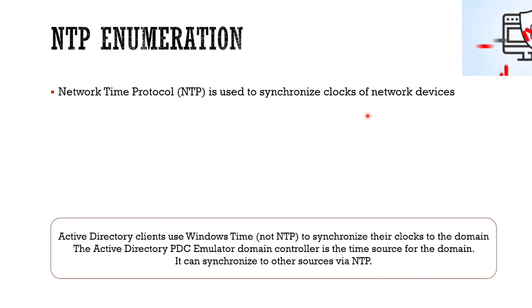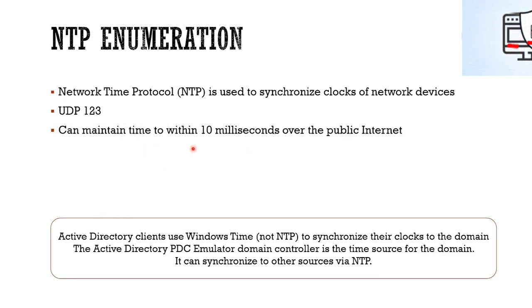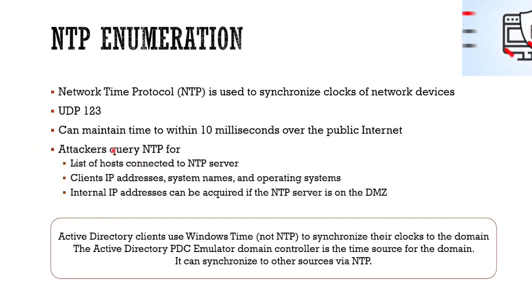NTP is used to synchronize clocks on a network. It uses UDP 123, and it can maintain time to within 10 milliseconds even over the internet. You would query NTP for a list of hosts that are connected to the NTP server. Client IP addresses, system names, operating systems, internal IP addresses can be acquired if the NTP server is in the DMZ.